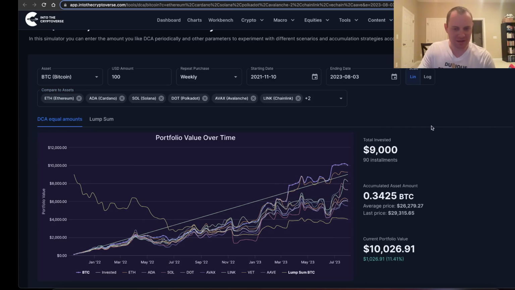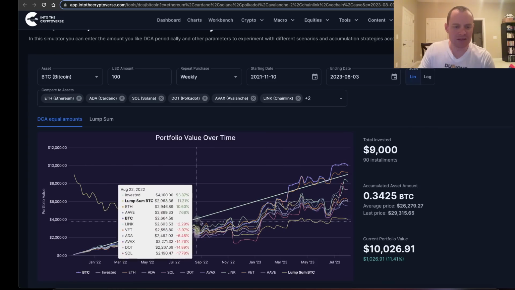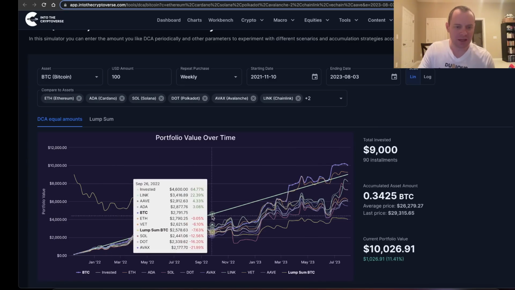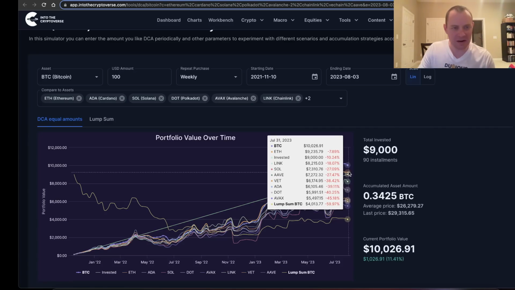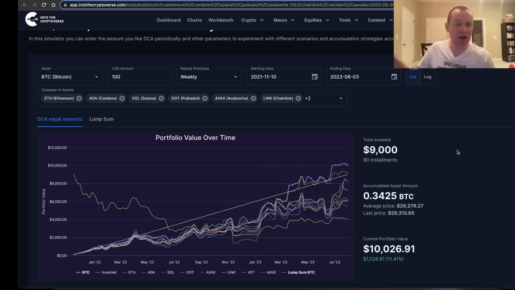What do you notice? The first thing you notice is that the green line is just the DCA $100 a week. That's what you're putting into the market. The only two portfolios that are above it, in the money, are Bitcoin and ETH. Every other coin, had you DCA'd it starting at Bitcoin's peak, you would be down.